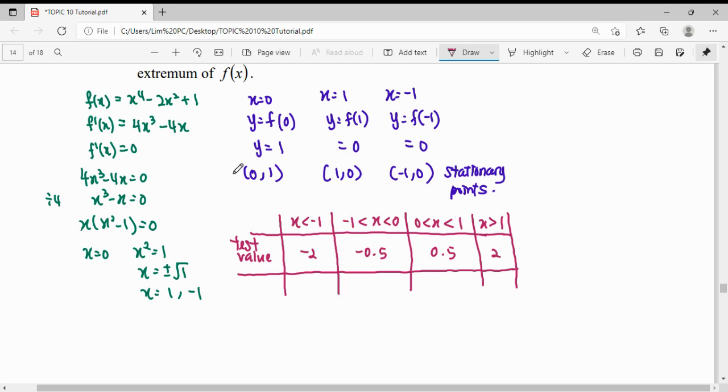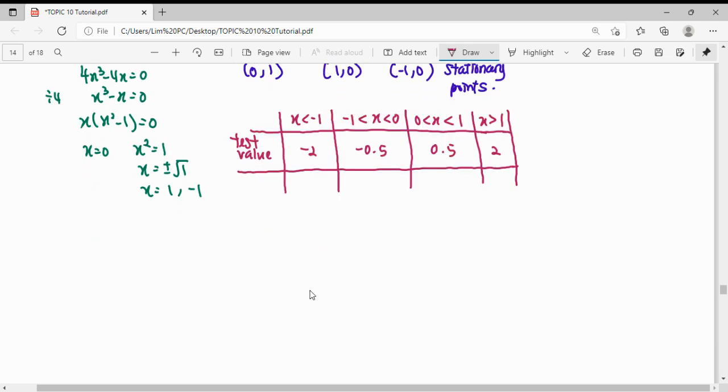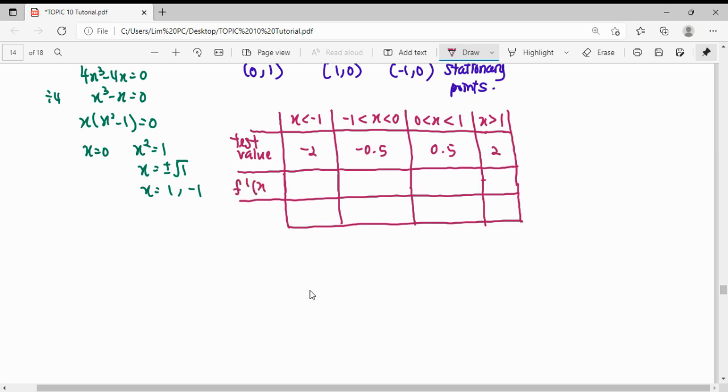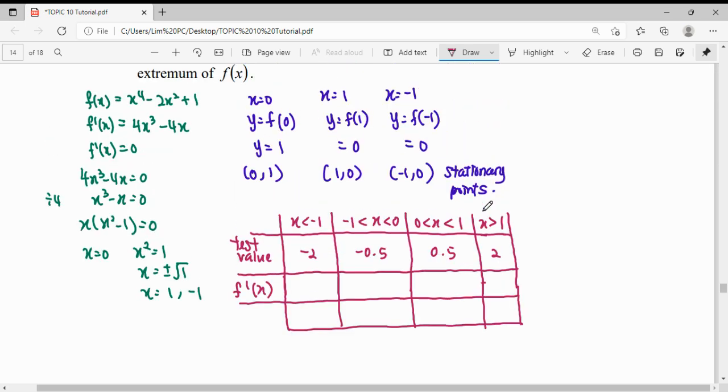For each interval we are going to see whether the gradient of the tangent is increasing or decreasing. The idea of the first derivative test is to look at the gradient of the tangent of the curve, whether it is increasing or decreasing. So we substitute these values into our first derivative. Substituting negative 2 into the first derivative, we get negative.